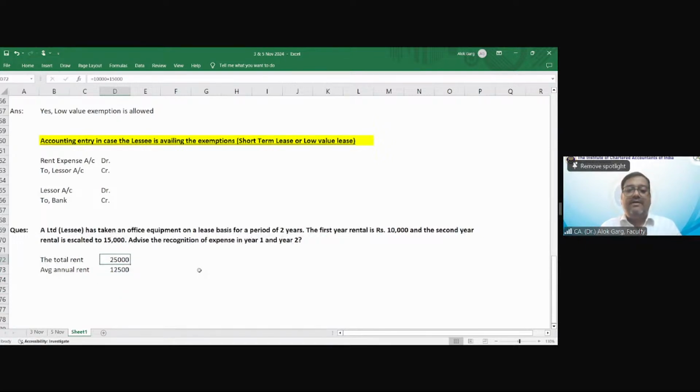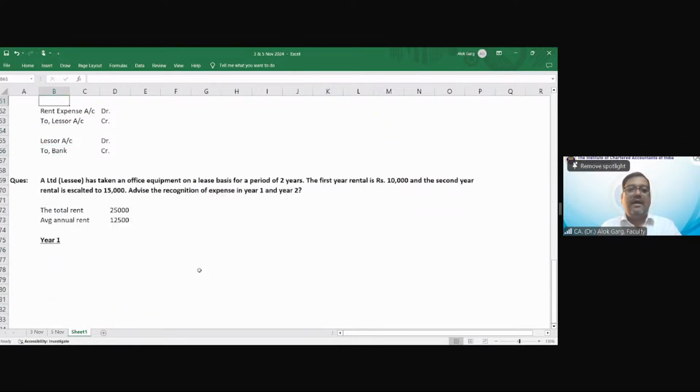What is your accounting entry? Accounting entry in year 1. What will the accounting entry be? Rent expense account debit. How much? 12,500, right?